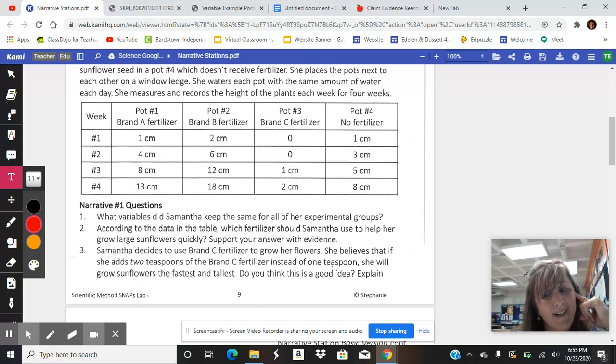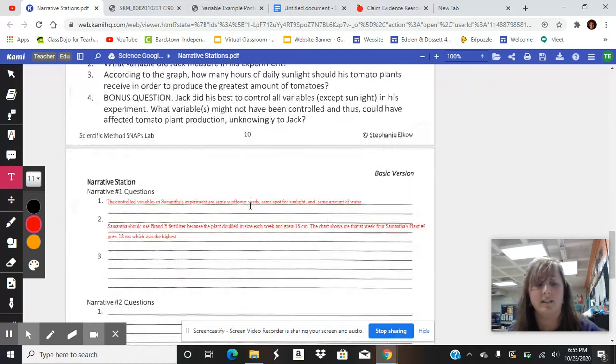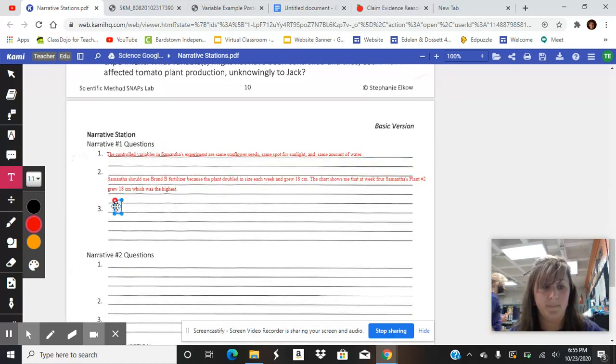So do you think that's a good idea? Probably not. And our plant grew the least with brand C fertilizer. So we don't think it's a good idea. So Samantha should not use brand C fertilizer. And we're going to type this in.